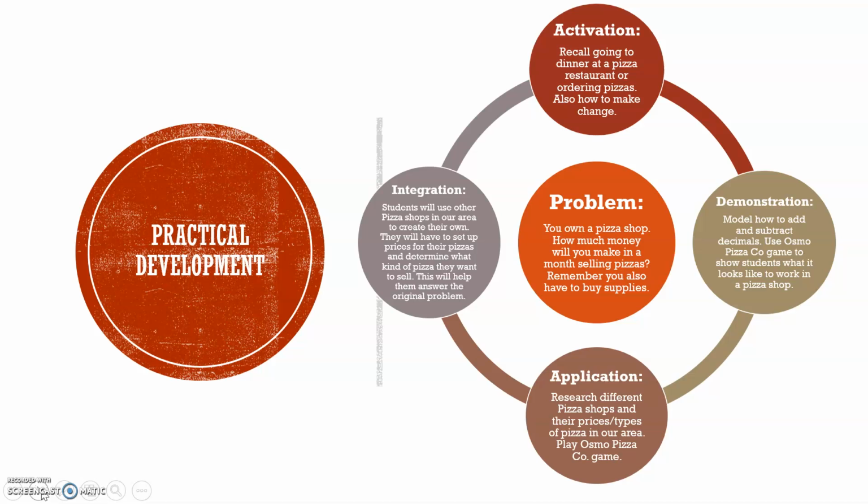They will also research different pizza restaurants near them to determine the types and costs of their pizzas. It would also be good for students to go to those stores to interview the owners. To integrate this knowledge, students will use their research information to create their pizza shop. They will set up the types and prices of pizza they will sell. Once they have this information, they will determine how much money they will make in a month.